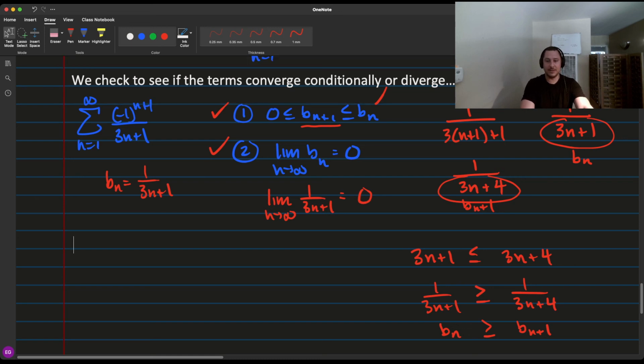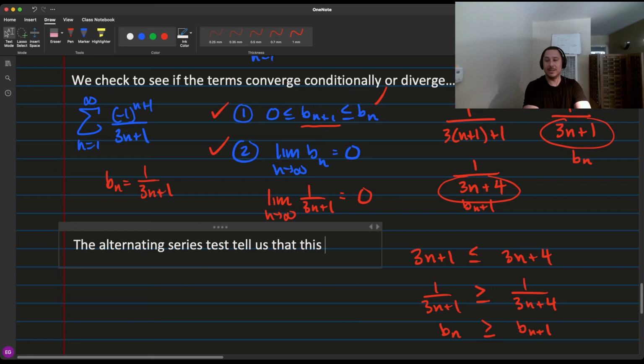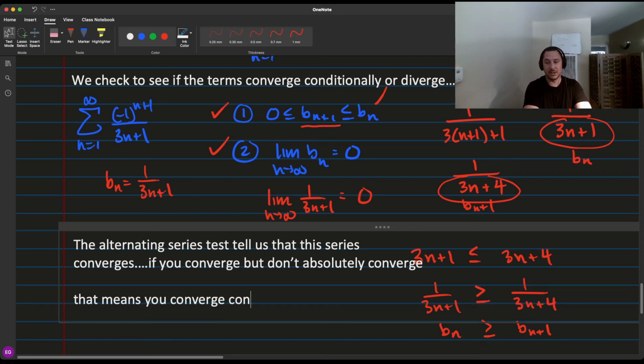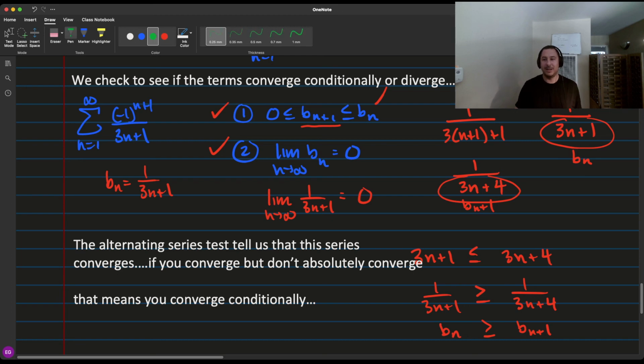So what do we know now? Well, the alternating series test tells us that this series converges. If you converge, but don't absolutely converge, that means you converge conditionally. So this conditionally converges. Why? Because it converges on its own, but if you take the absolute value of the terms, it didn't converge. It only converges conditionally. Whew, okay, that killed me, sorry.